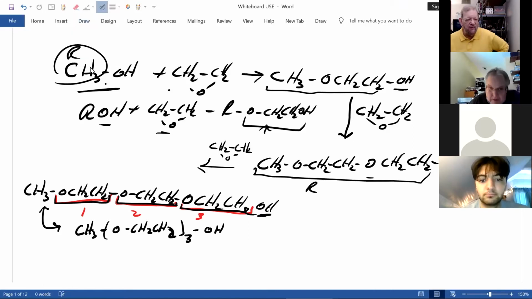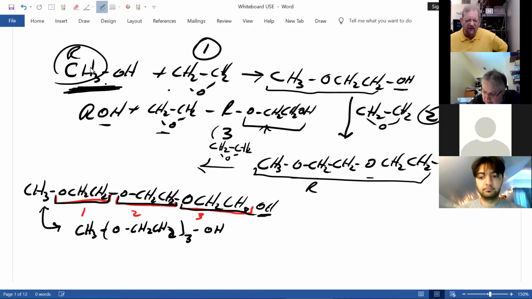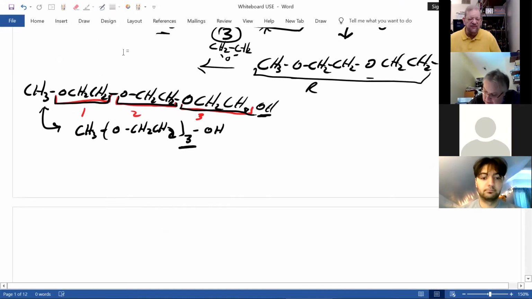If we look at what we started with, we started with this alcohol. We added 1 mole or molecule of ethylene oxide. Then we added a second one, and then we added a third one. Ooh, that corresponds to the number 3 there. So another way I could write this reaction is the following. Everybody with me so far?